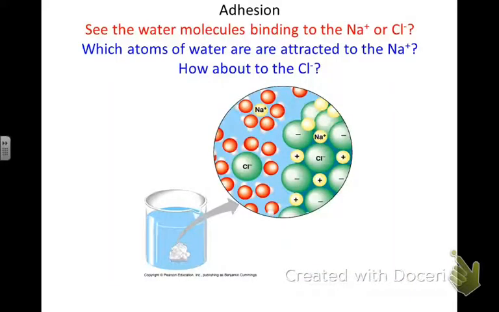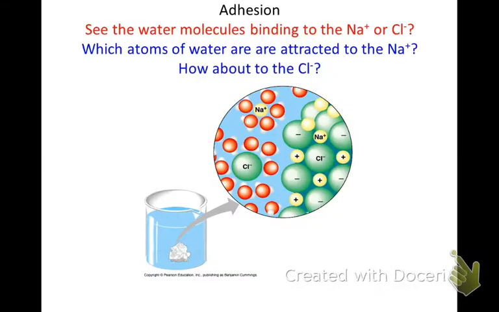Okay, opposite. Water molecules stick to other things, not water. Water to water is cohesion. Water to something else is called adhesion. And guess why it can do that? Because of the hydrogen bonds. So if you look at this picture, water is binding to salt, which is sodium chloride. And then the question says, which atoms of water are attracted to the sodium? Look at the picture and you can tell. And then how about the chlorine?